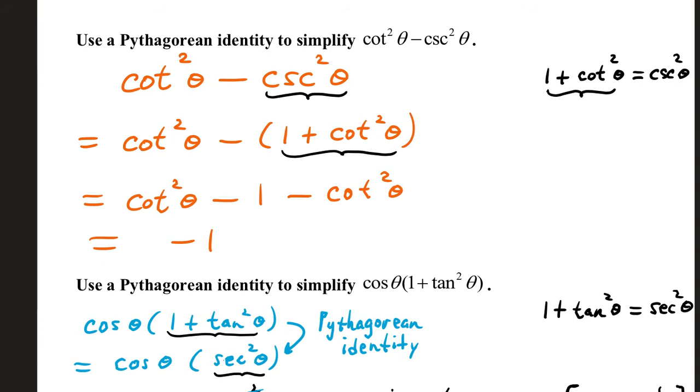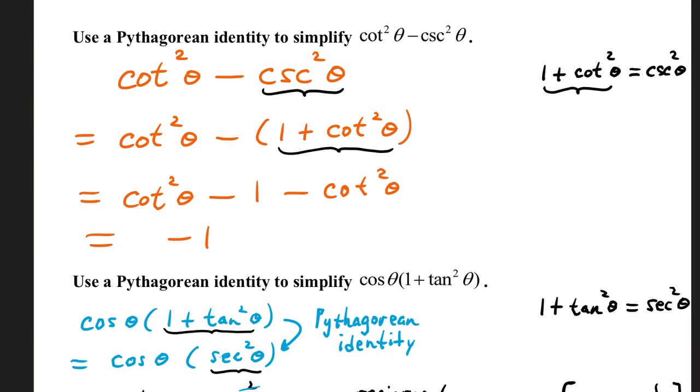Use a Pythagorean identity to simplify cotangent squared theta minus cosecant squared theta. In your Pythagorean identities, if you jotted those down or if you have them handy, cosecant squared theta can be replaced with 1 plus cotangent squared theta. That's an identity, so you can do a direct swap. Subtracting both terms changes both of their signs. Your cotangent squared thetas will cancel. They add up to 0, leaving you with a negative 1.